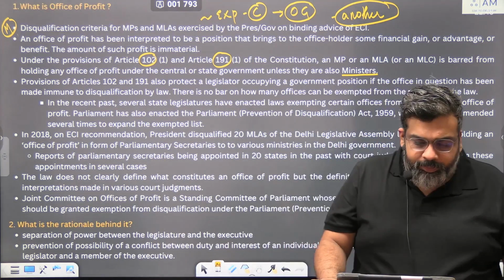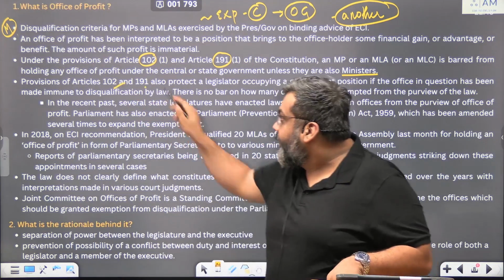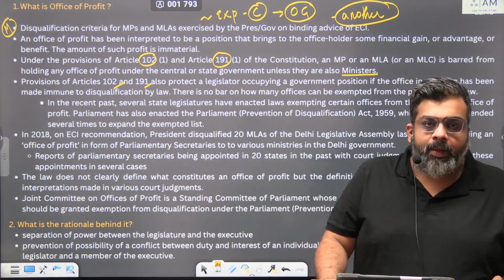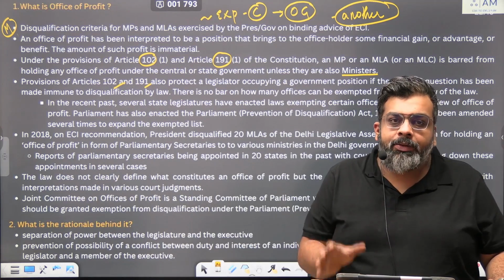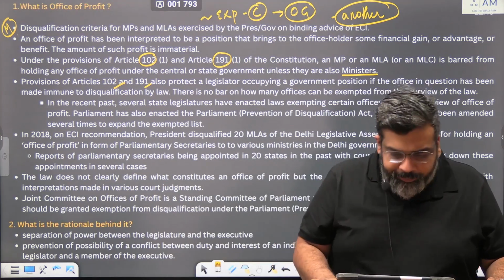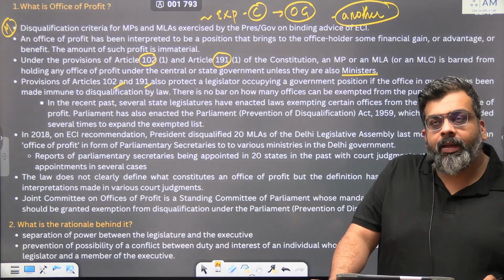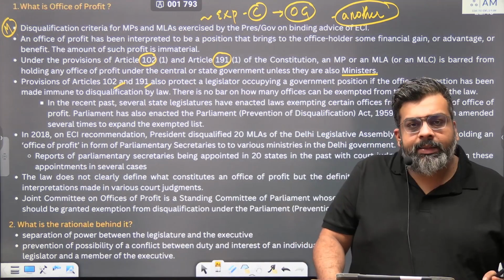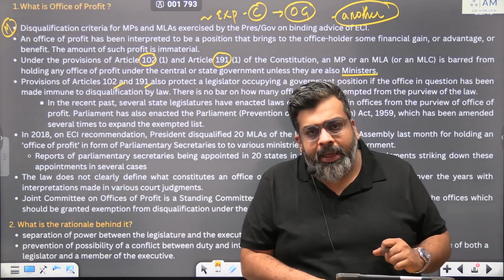Now, the idea is these provisions of Article 102 and 191 can also be protected by certain exceptions. The principle of law is there is nothing called an absolute law, which means that technically you cannot hold any other office of profit unless the other office that you're holding is also exempted under law. And technically there is no bar on the number of offices that can be exempted under the law. And in the recent past, several state legislatures have been in the news for several reasons because of office of profit, because of an office that they created to the tune of parliamentary secretaries.